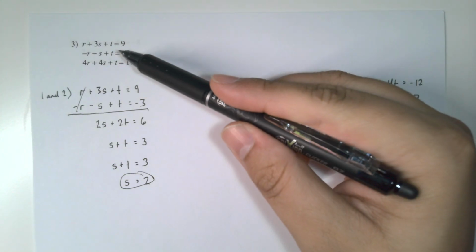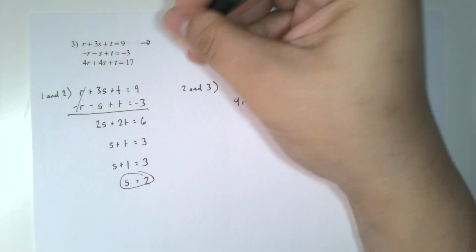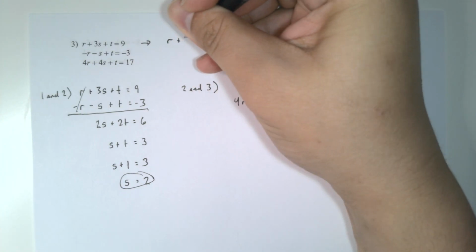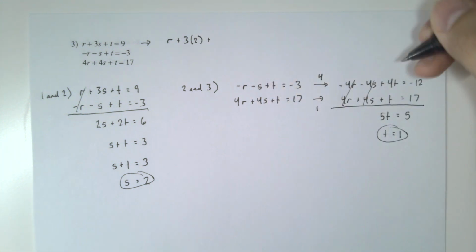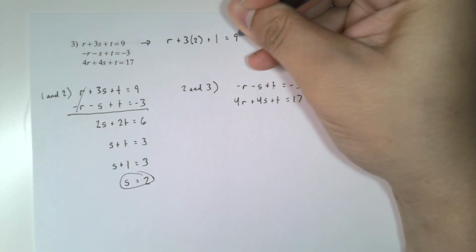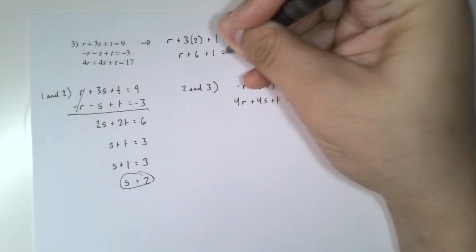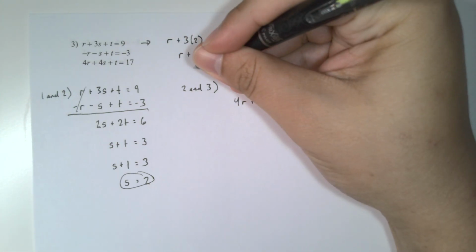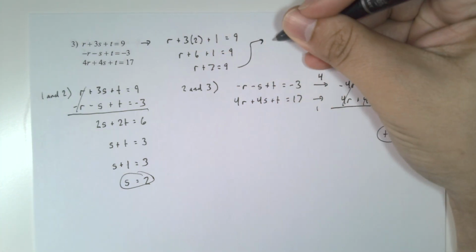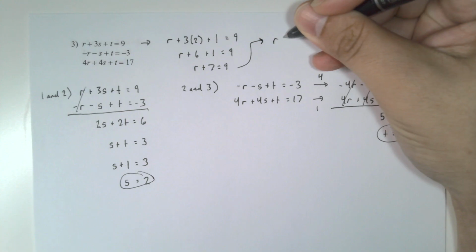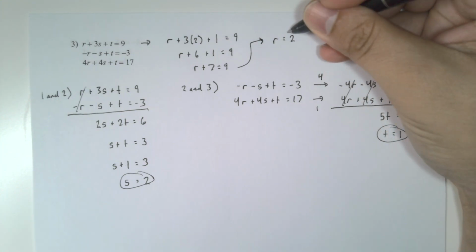I'm going to roll with equation 1 just because we have a positive 1r already. So that means that r plus 3 times whatever s is, which is 2, plus whatever t is, which is 1, it's going to be equal to 9. That means we have r plus 6 plus 1 is equal to 9, which means that r plus 7 is equal to 9, which means that r, subtracting 7 from both sides, r is equal to 2.